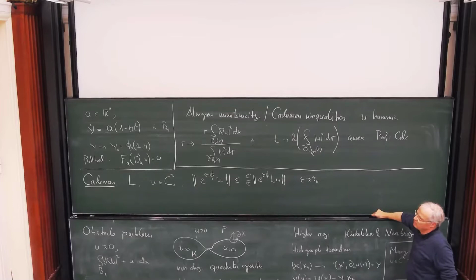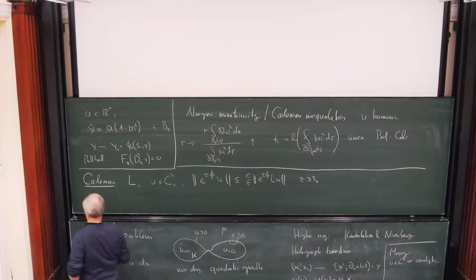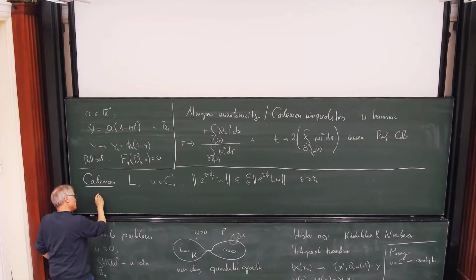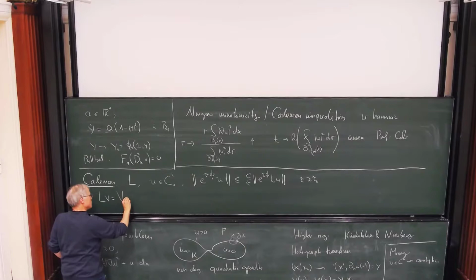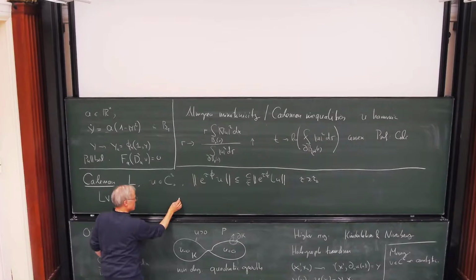I'll say a little bit more about that. Now, the idea to use that for uniqueness is simply the following. Suppose we have a solution of Lu equals V times u, with V a potential. And suppose, now I draw a picture and I want to simplify things a bit, that V is equal to zero here.